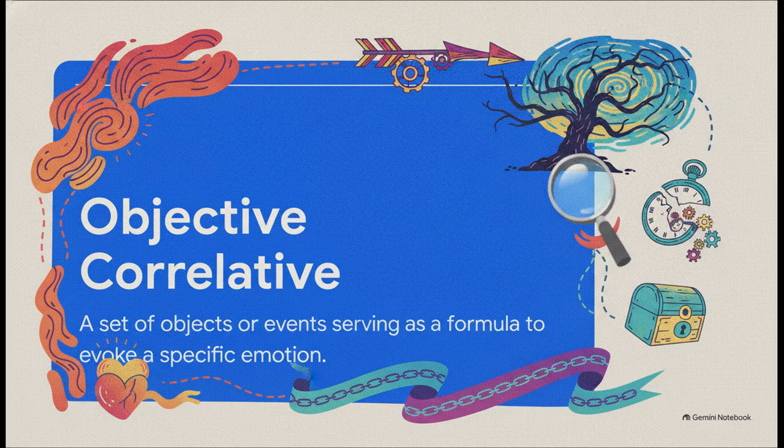And that brings us to the formal definition. This technique is called the objective correlative. It's the idea that inner emotions absolutely need external, physical equivalents to be truly felt by an audience. The emotion is inside the character, sure, but the object or situation is outside. The writer's job is to connect the two.